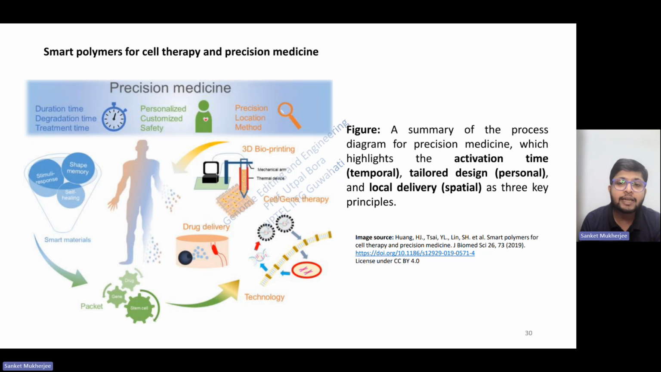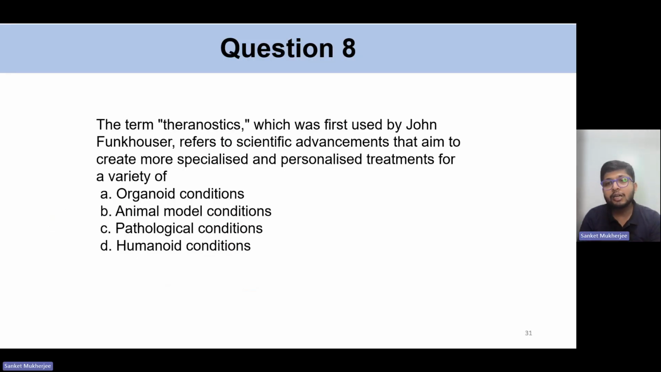Then there is tailored design and local delivery, that is spatial control, also as three key principles, right? Okay, so now we come to the last question of today's session.